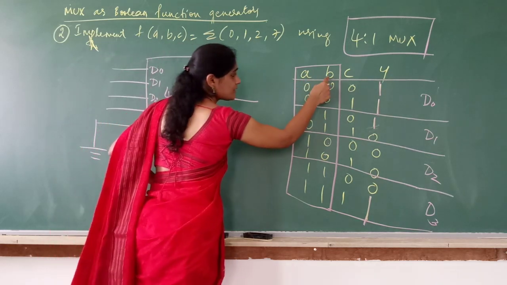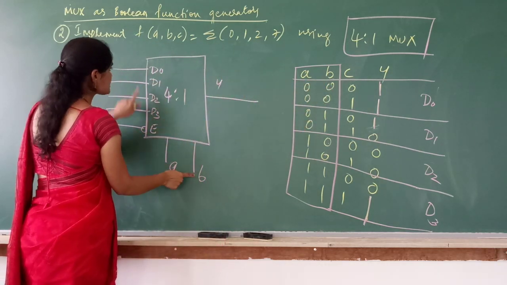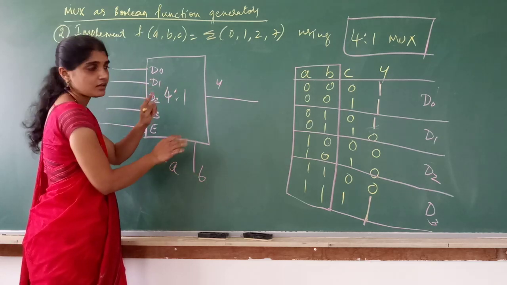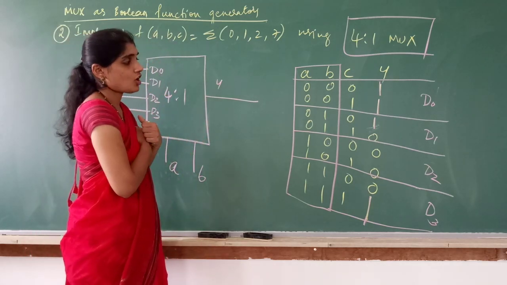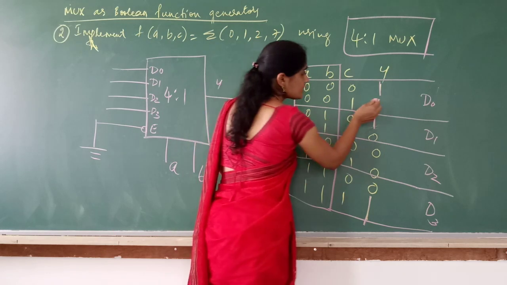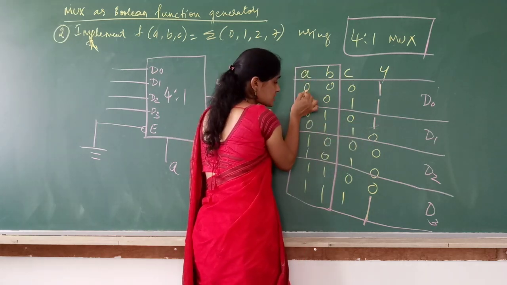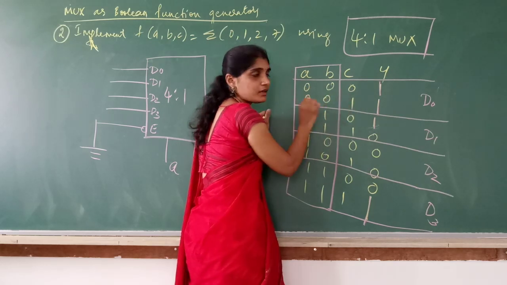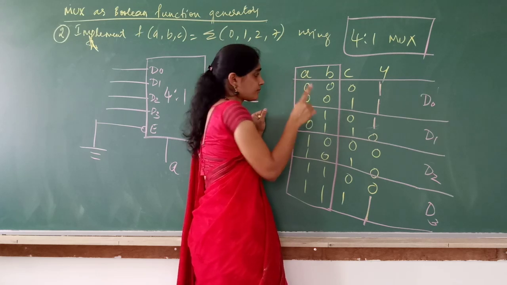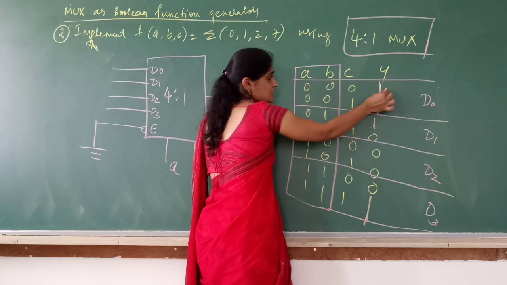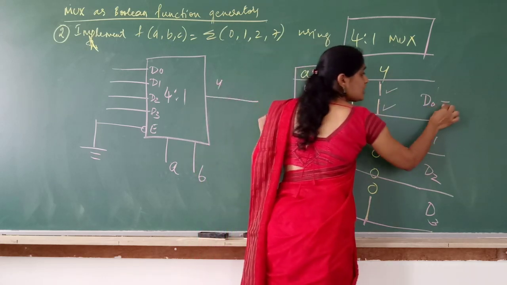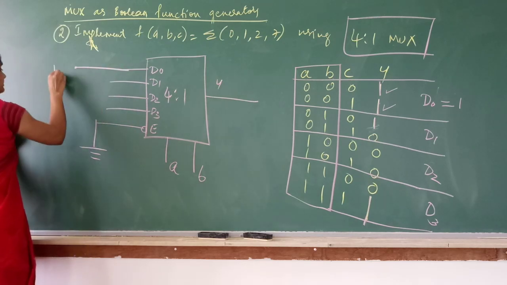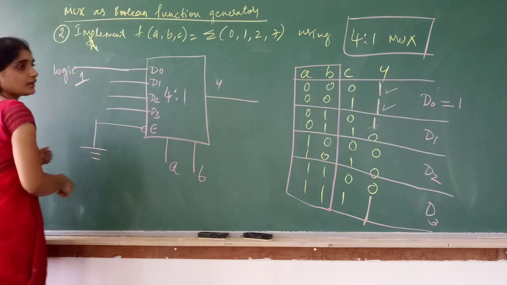So the truth table is divided into 4 sections depending on which select inputs you are taking. AB I am taking as select inputs. For the 4:1 mux, if AB is 0, 0, D0 is the output; 0, 1, D1; 1, 0, D2; 1, 1, D3. Okay? So now what to connect to D0? That is important. Now analyze these two conditions. When AB is 0, 0, irrespective of the C variable, what is our output? 1. For both conditions, the output is 1. So connect D0 to logic 1.